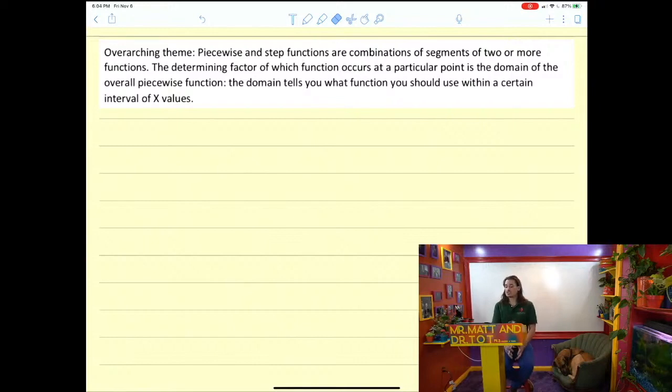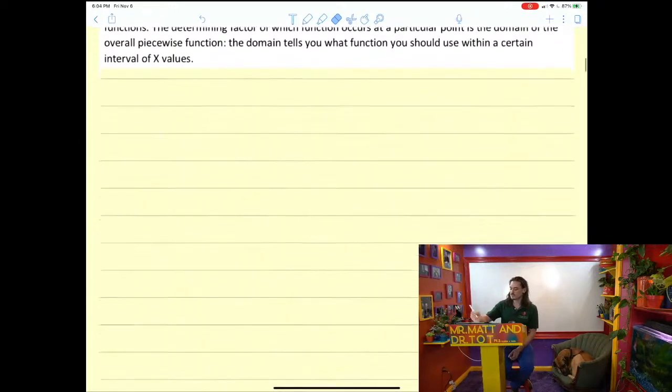So again, the overarching theme here, piecewise and step functions. Step functions, when they're horizontal, we'll look at that, look like little staircases, or the function overall looks like a staircase, but they're horizontal segments that are restricted over different domains. Piecewise and step functions are combinations of segments of 2 or more functions. The determining factor of which function occurs at a particular point is the domain of the overall piecewise function. The domain tells you what function you should use within a certain interval of x values. So again, just a few definitions.